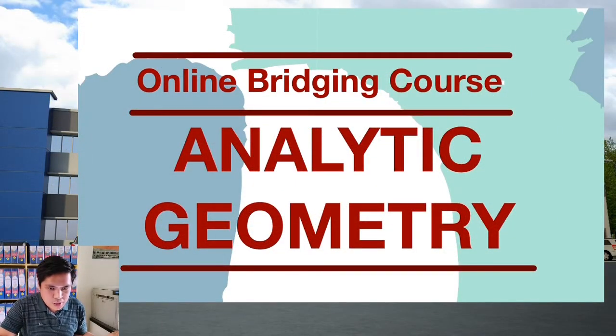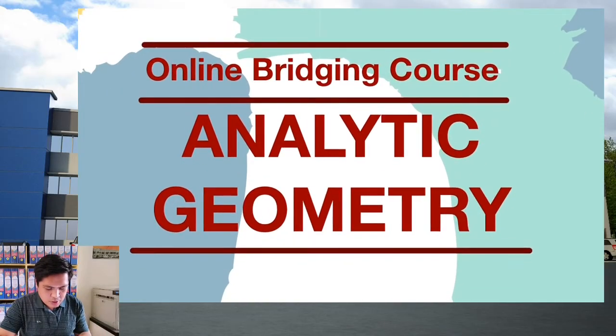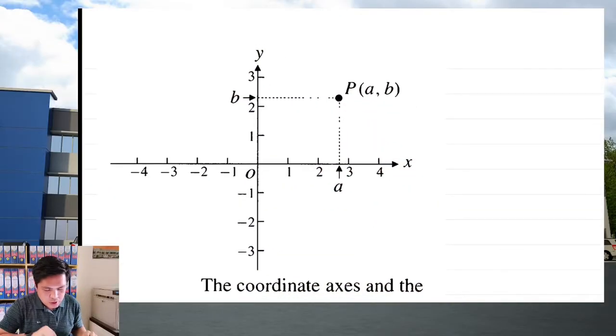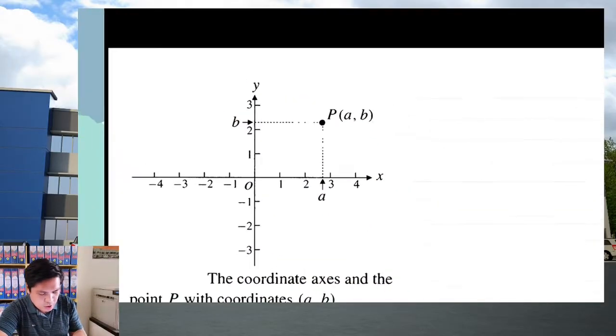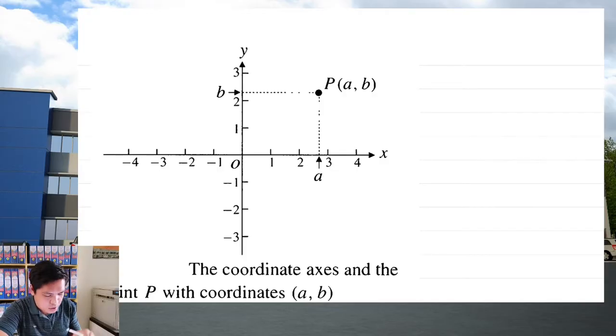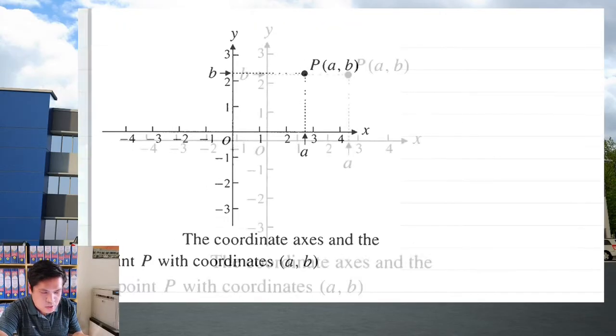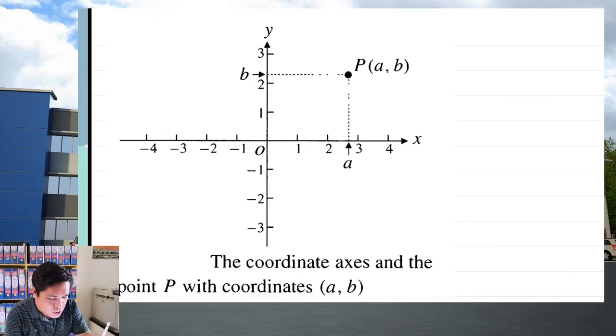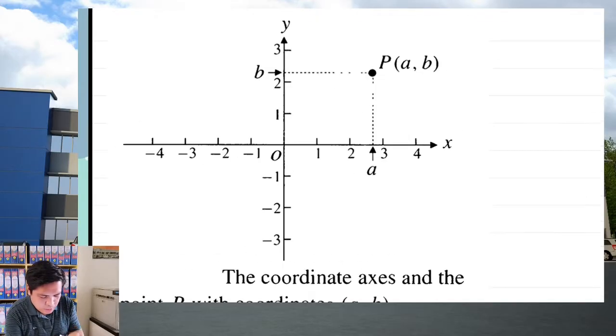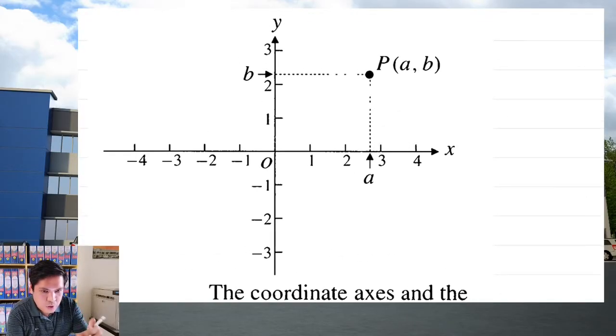Okay, good day. Let us now start with our new topic, all about analytic geometry. I think you're already familiar with the Cartesian coordinate plane or the coordinate axis. Our bridging course started with our discussion about real numbers. Basically, real numbers are plotted on a horizontal line. Now we'll make this two-dimensional by introducing another axis, which is a vertical axis.